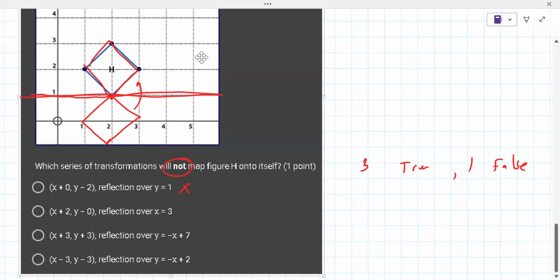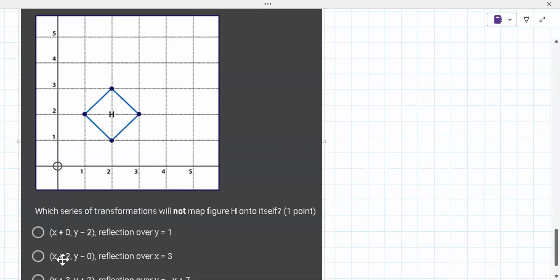Okay. Now let's do the next one here. So the next one is you go right 2 with everything. So this goes here, right 2, and then reflecting over the line x equals 3. So it goes backwards to that one there. So that one is also out.